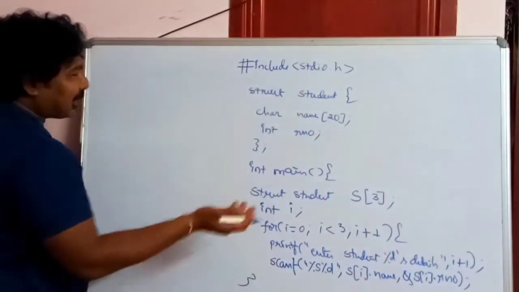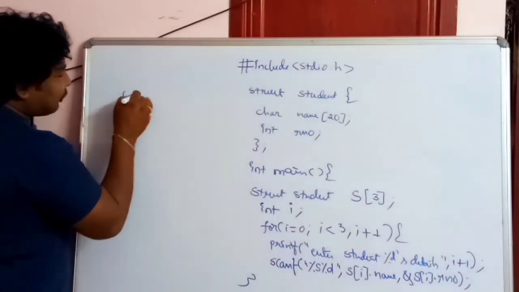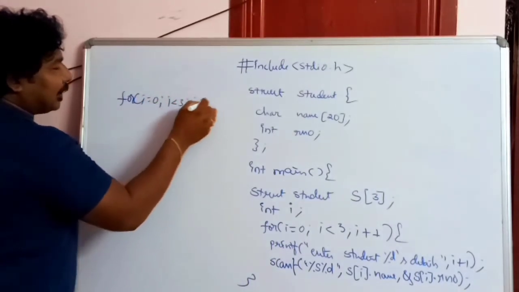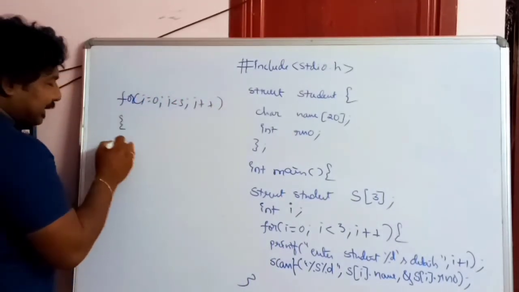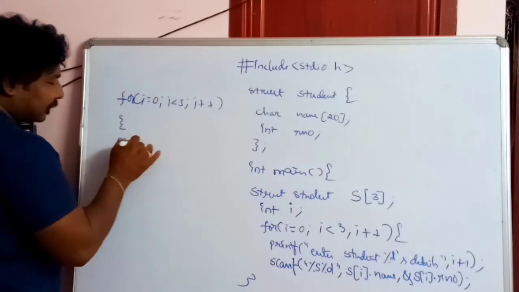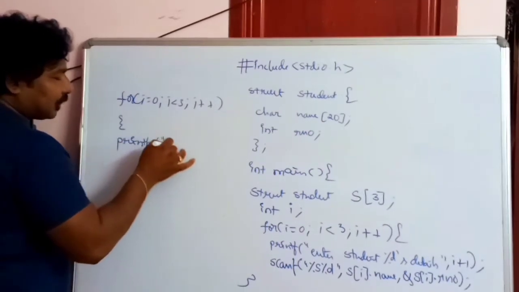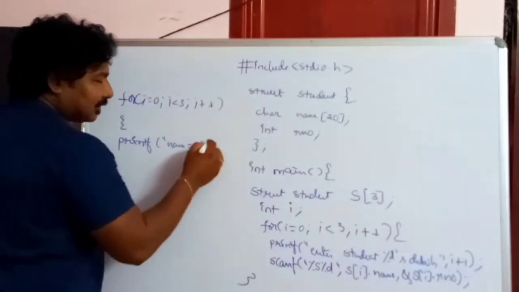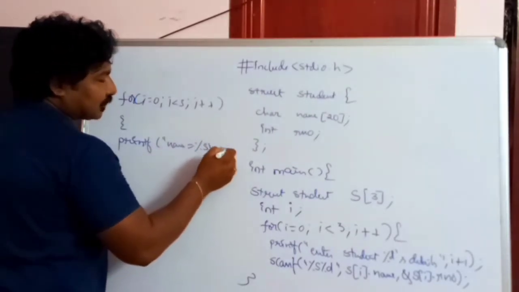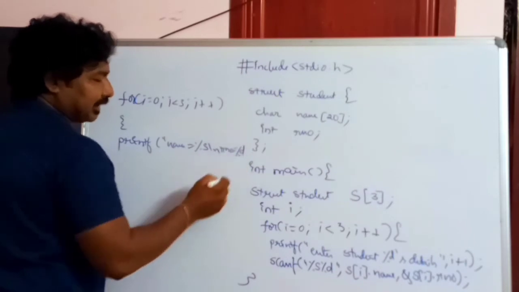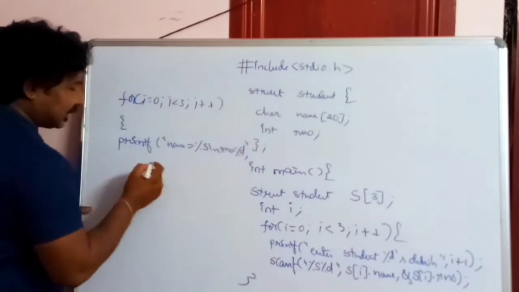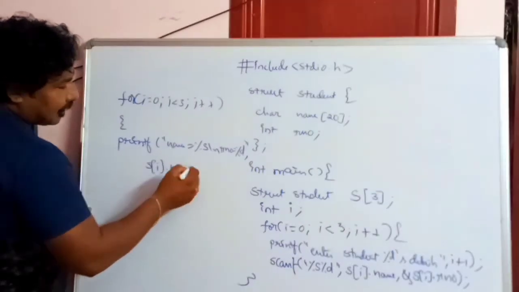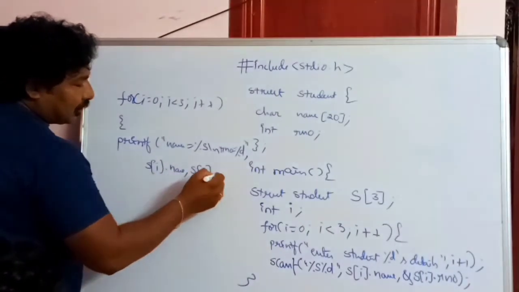Similarly, if I want to print the values on the screen, I have to use another for loop. For i equals 0, i less than 3, i plus plus, then I can print these values. Okay, printf, name equals %s, then roll number equals %d, in double quotes, comma, then I will write s[i].name, s[i].rollnumber.